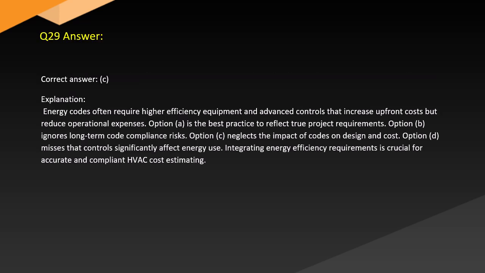Answer. Correct answer: C. Explanation. Energy codes often require higher efficiency equipment and advanced controls that increase upfront costs but reduce operational expenses. Option A is the best practice to reflect true project requirements. Option B ignores long-term code compliance risks. Option C neglects the impact of codes on design and cost. Option D misses that controls significantly affect energy use. Integrating energy efficiency requirements is crucial for accurate and compliant HVAC cost estimating.